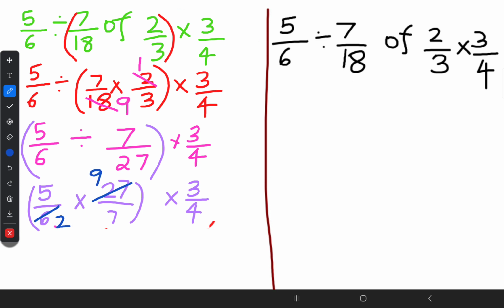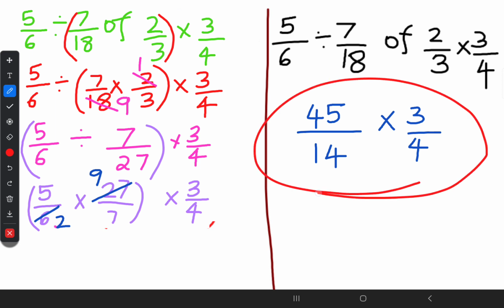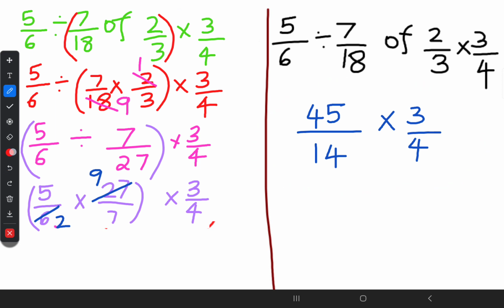9 3s are 27. Then 5 4s, 5 9s are 45 upon 14 multiplied with 3 over 4. Okay, I hope we got this one. Here we cannot simplify anything furthermore. No. Here also we can't simplify anything, so we can multiply this.